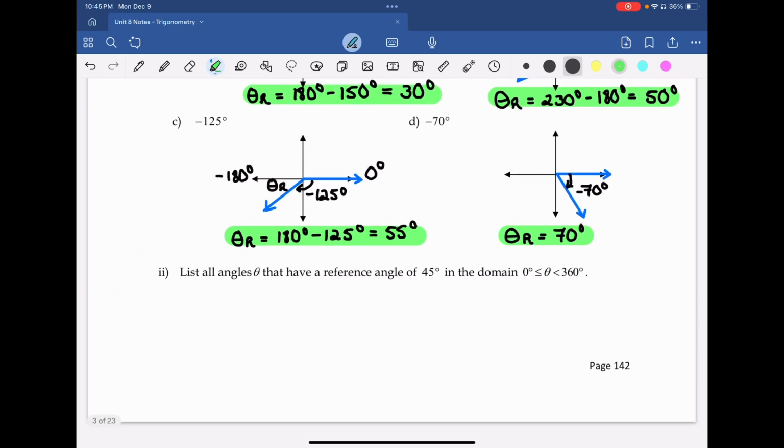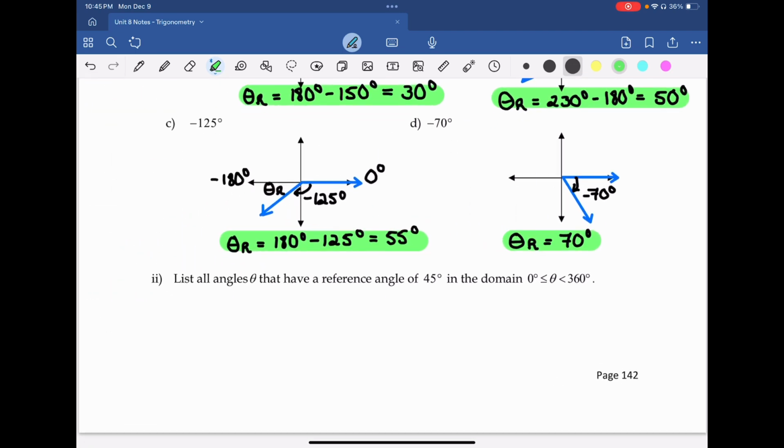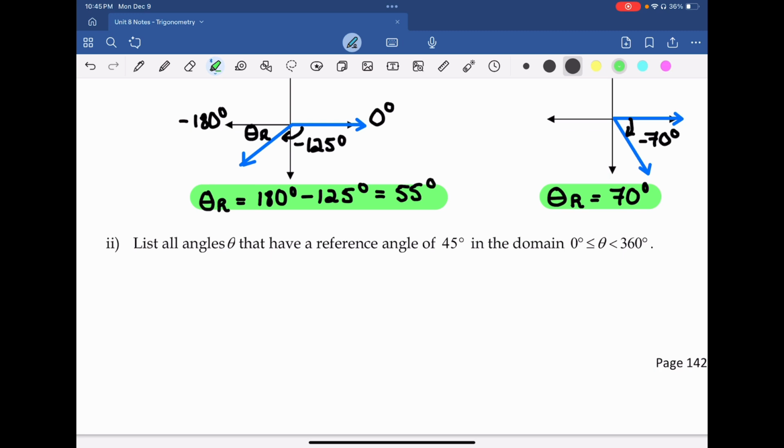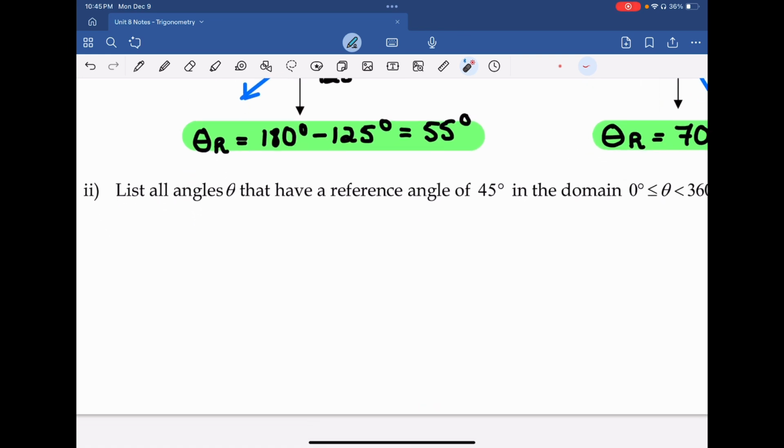Awesome. All right, now let's look at a more open-ended type of problem, like the one we're giving you here, where it says list all the angles theta. When we say theta, we're referring to this symbol that looks like a 0 with a line through the middle. It's for an unknown angle. So list all angles that have a reference of 45 in the domain of 0 to 360. That means for all positive angles, what are the different angles in standard position with that specific reference? Now, here's how I would do this.